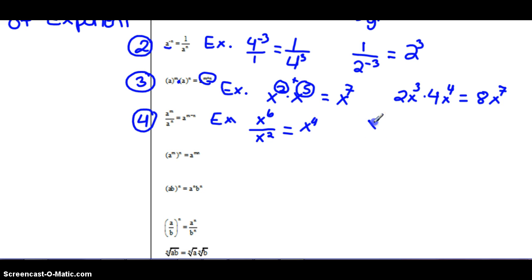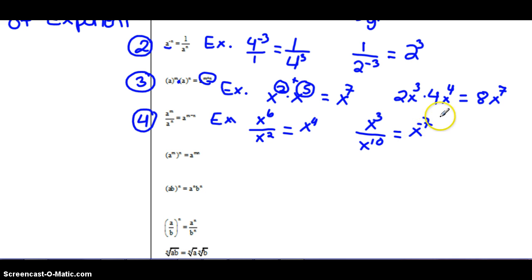Well, what if my numerator had less? What if I had x to the 3rd divided by x to the 10th, right? I have more x's on the denominator. I don't have as many x's in the numerator. So I can still subtract. I'll get 3 minus 10, I'll get negative 7.